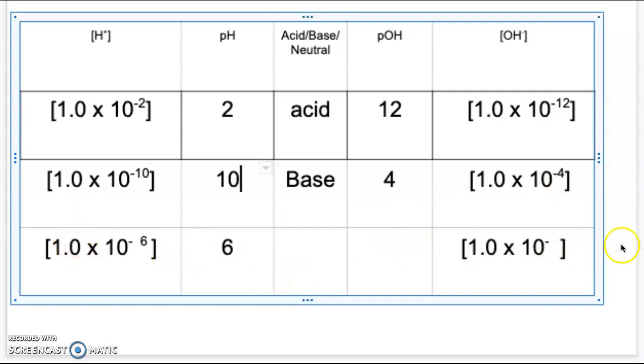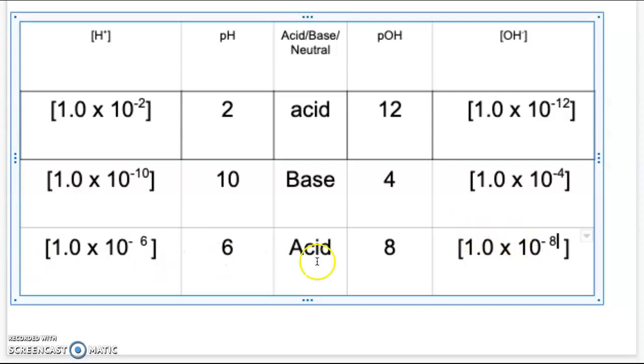Now this one has a few more things absent. The hydrogen ion concentration is times 10 to the negative 6th. So the pH is 6. If it's 6, is it going to be an acid, a base, or neutral? 6 is less than 7, so it will be an acid. To figure out the pOH, 6 plus what makes 14? 6 plus 8. So the pOH is 8. Because the pOH is 8, this needs to be times 10 to the negative 8.